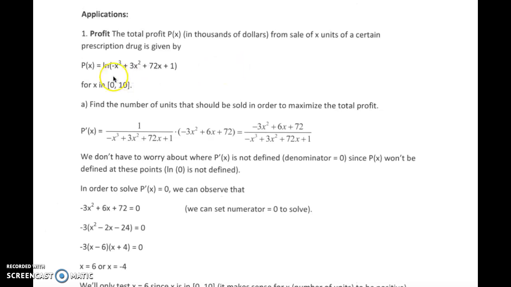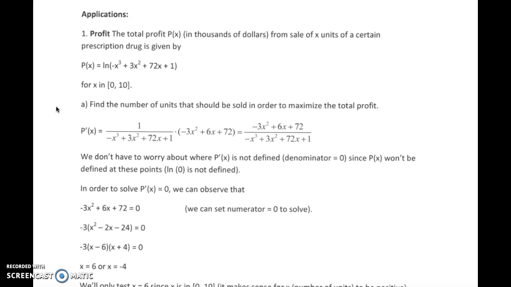And we're also told that x is in 0 to 10, so thousands of dollars here. So we have some limitations on our function here. We want to find the number of units that should be sold in order to maximize the total profit.